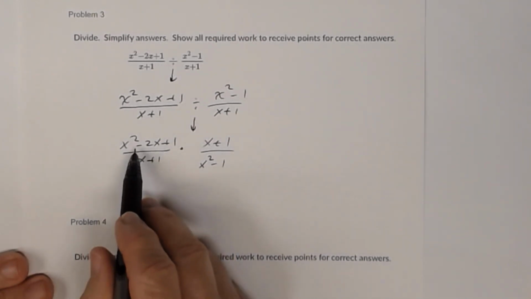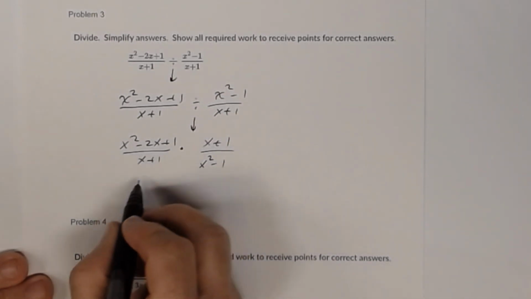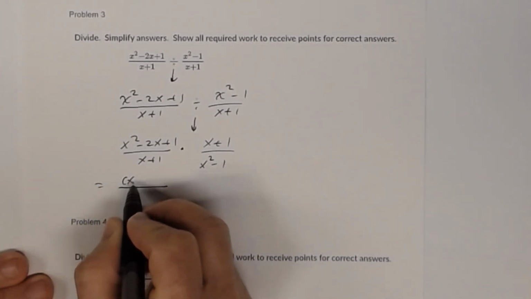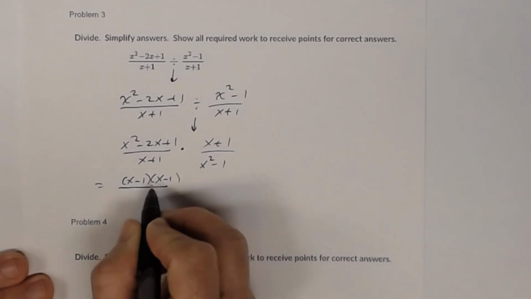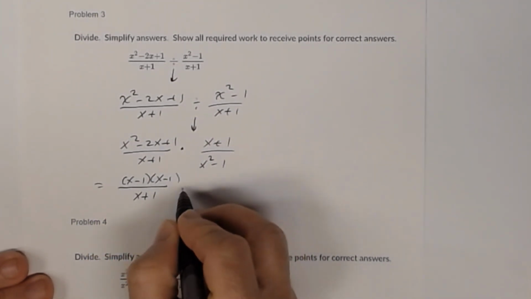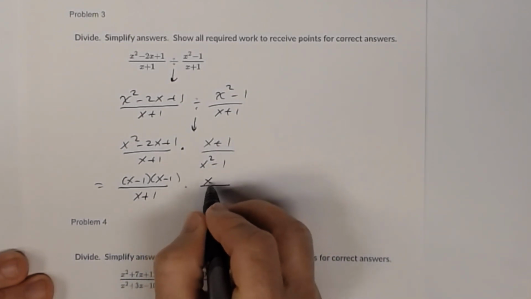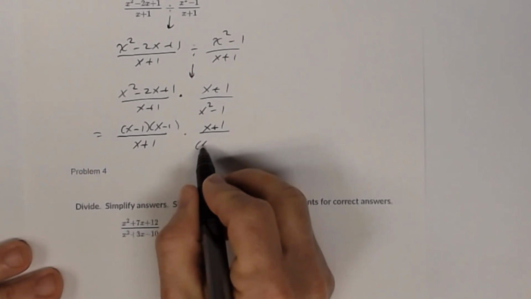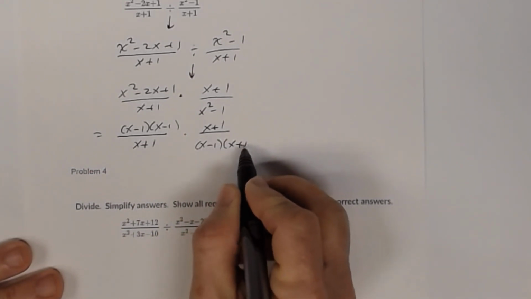You're going to factor anything that's possible to factor. This numerator, I can factor as x minus 1 times itself. The denominator is a binomial. The GCF is 1. There's nothing else I can do with that. Same thing with the numerator. The denominator is a difference of two squares, so I'm going to write that as x minus 1 times x plus 1.